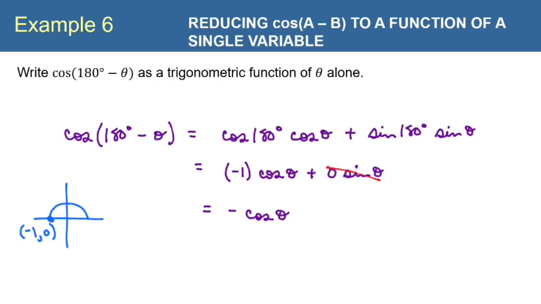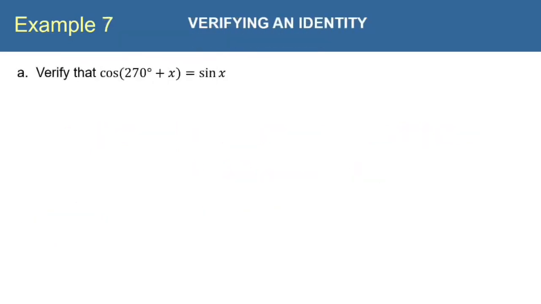And again, anytime they ask you to write an expression as a function of theta alone, it's just going to be a matter of applying your a minus b identity or your a plus b identity. Now let's look at a couple of proofs together.